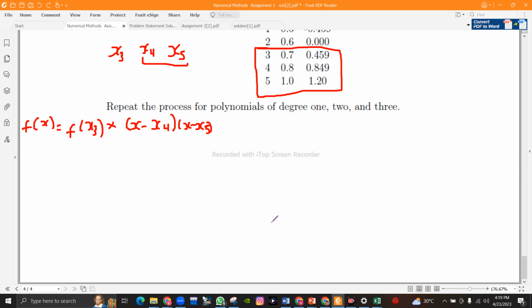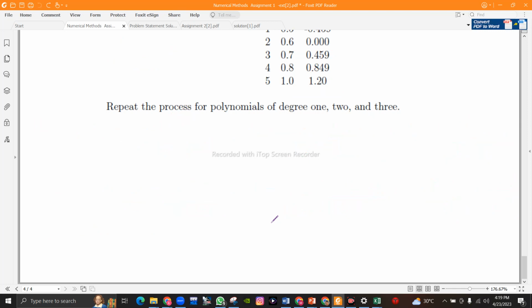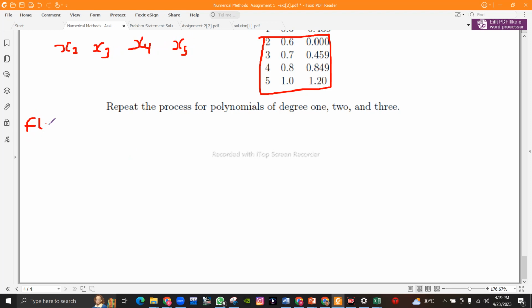For degree 3 now, we're going to start from here and stop here. 4 of them. So we have x2, x3, x4, and then x5. Then you write your equation the way we have been writing it, f of x now for the interpolation. Let me just write the formula, then you complete it yourself.